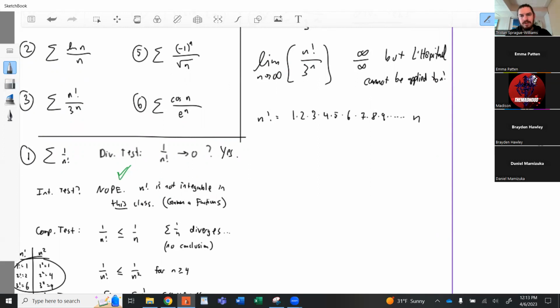Let's compare this to something like 2 to the power n, which is 2 times 2 times 2 times 2 times 2 times 2 times 2, and so on. It has the same number of factors because from 1 to n, there are n of those. This is n of them as well, n factors. It's just that here, the factors go from 1 up to n. Here, they are all equal to 2. Which of these is bigger?